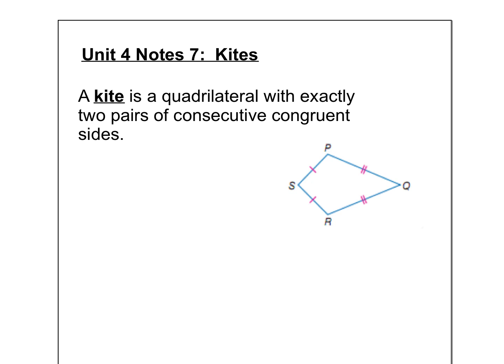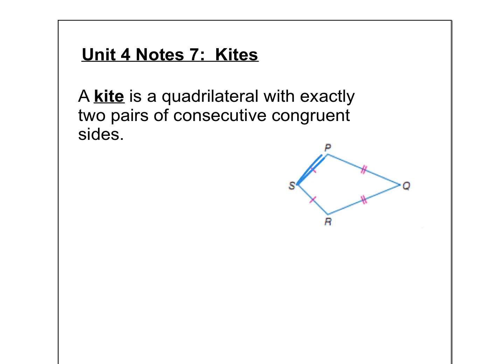It's about a type of quadrilateral called a kite. And a kite is actually a real shape in geometry. It's a quadrilateral with exactly two pairs of consecutive congruent sides. Remember, consecutive means right in a row.